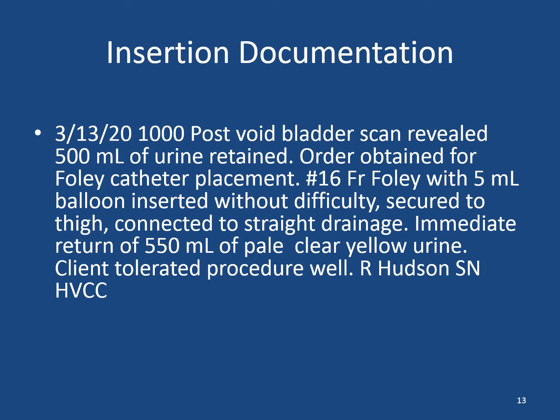So inserting documentation, okay, on 3/13/20 at 10 a.m., post-void bladder scan revealed 500 mLs of urine retained, order obtained for a Foley catheter placement. Number 16 French Foley with 5 ml balloon inserted without difficulty, secured to the thigh, connected to straight drainage, immediate return of 550 ml of pale clear yellow urine.